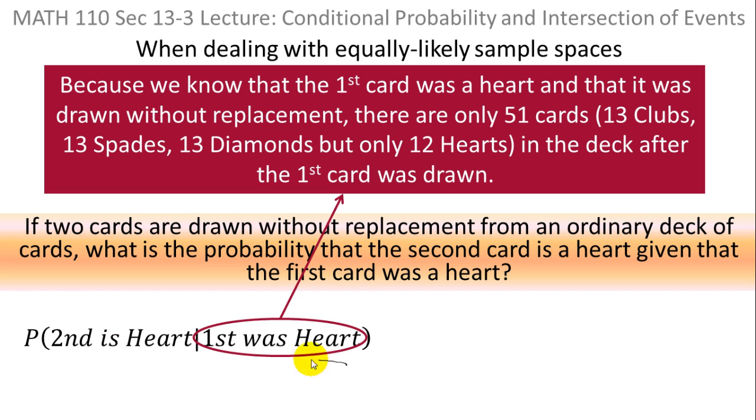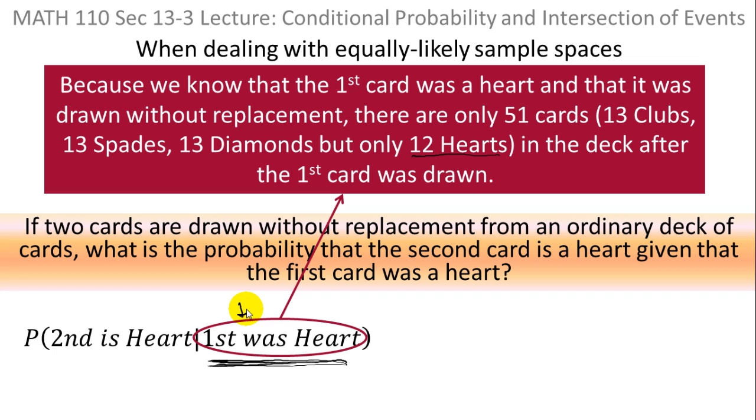This condition means something has already occurred, and what's occurred here is that the first card was actually a heart. So that reduces or restricts our sample space. If we know that the first card was a heart and it was drawn without replacement, then instead of there being 52 cards in the deck, after that first draw there are only 51 cards in the deck, and the one that got drawn out is the one that got reduced. There's still 13 clubs, 13 spades, and 13 diamonds, but now there are only 12 hearts, because the heart was drawn out.